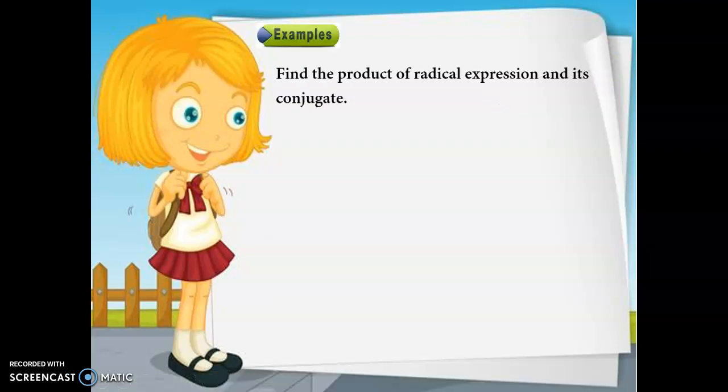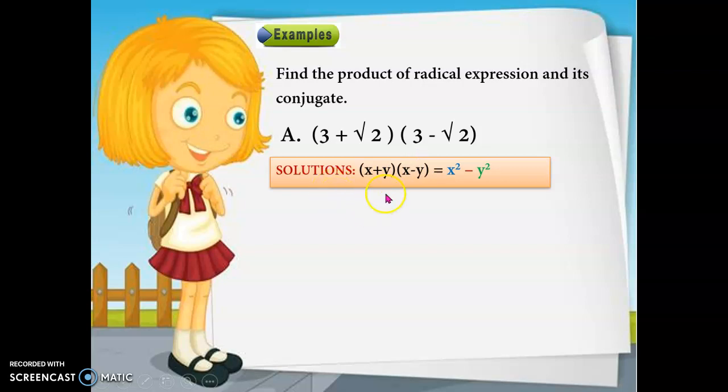Ayan. Find the product of the radical expression in its conjugate. Ayan. So, we have 3 plus the square root of 2, 3 minus the square root of 2. So, the solutions, ito yung gagamitin natin, the square of sum and difference of binomials. So, the first term is 3 and the second term is the square root of 2. Ayan. And, ang sign po is always negative. Ayan. So, first term, square lang daw natin. So, yung 3 and the square root of 2 is square din po.